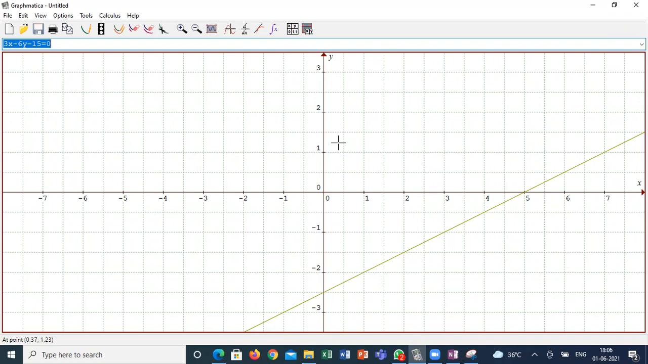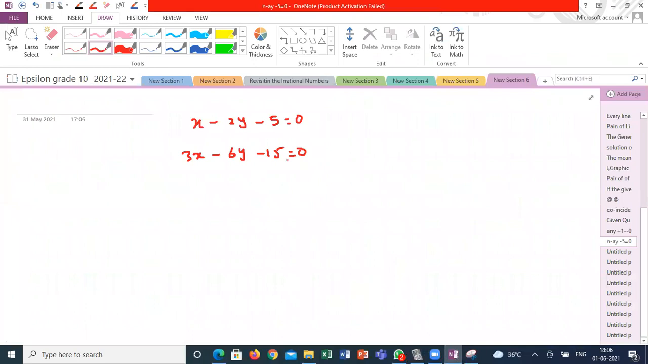Sir, how is it possible that two equations can represent the same line? Shall I proceed to the next discussion? Yes, sir. See, it is very simple. If I multiply this equation with 3 on both sides, what will I get? 3x minus 6y minus 15 is equal to 0. So that is the meaning, but this is only the equation.